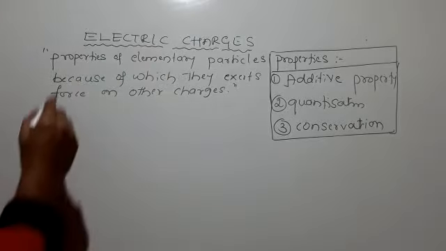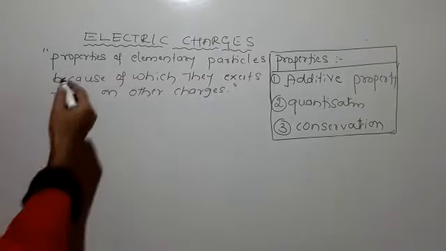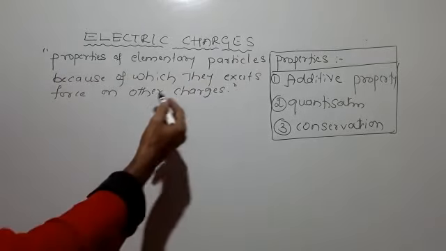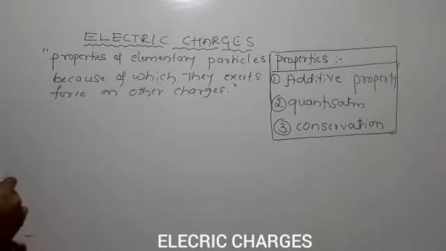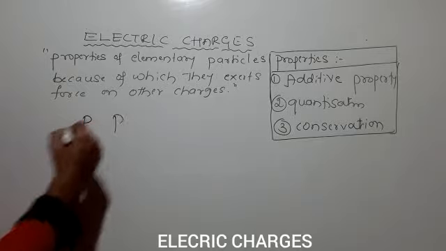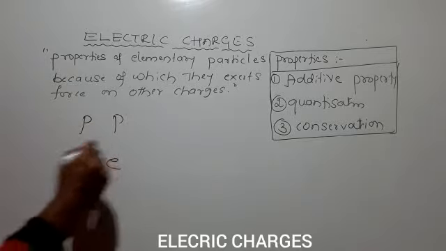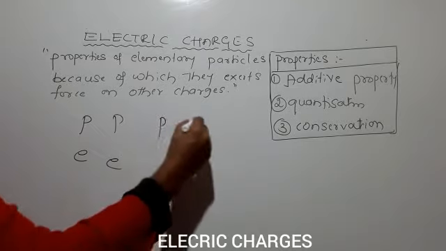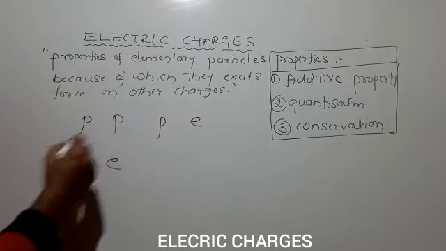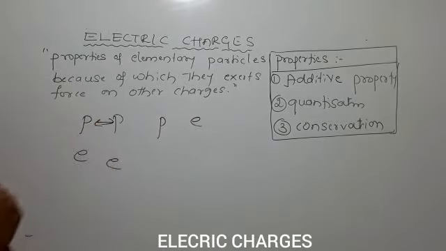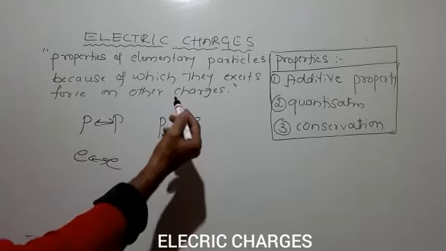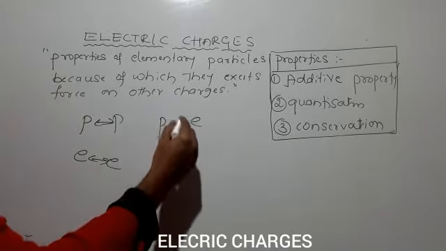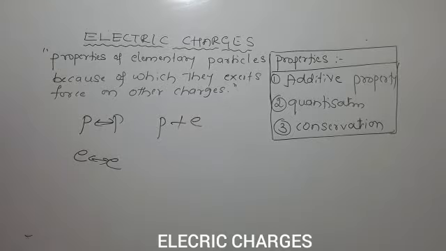Electric charges are properties of the elementary particles because of which they exert a force on other charges. For example, if I consider elementary particles like proton and proton, or electron and electron, or proton and electron: between proton and proton there is a repulsive force. Between electron and electron there is a repulsive force. Between the proton and the electron there is an attractive force.